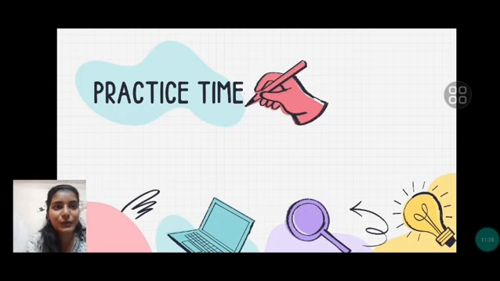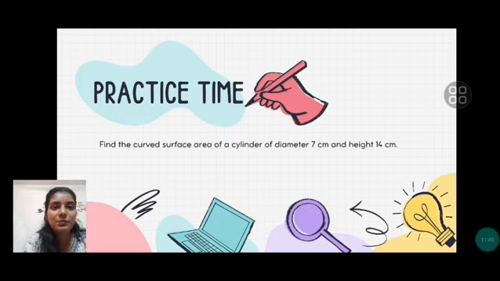Next is a question for you to try yourself. The question is: find the curved surface area of a cylinder of diameter 7 centimeter and height 14 centimeter. You have to directly apply the formula. The height and radius are given here, but be careful, it is not the radius, it is the diameter given here. So what about the radius? The radius is half of the diameter. If the diameter is 7 centimeter, the radius will be its half. It is 7 divided by 2, 3.5 centimeter. Then find the curved surface area. So try it yourself. I hope you will get the answer. If not, please go through the video once again.